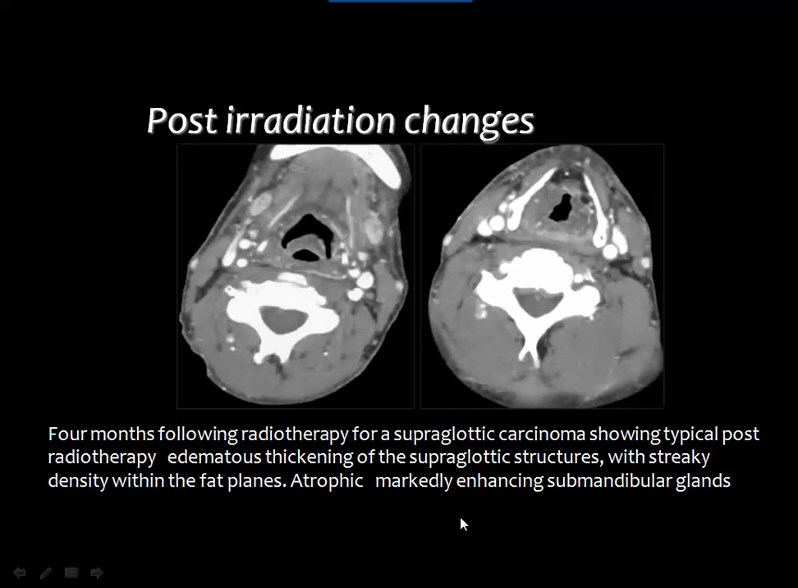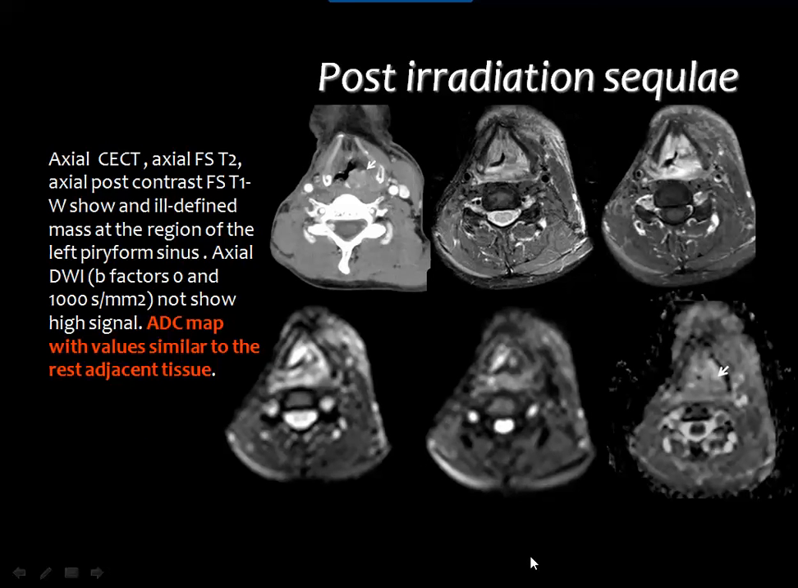Then you should have an idea about this appearance, which is usually seen especially after irradiation of the larynx for laryngeal cancer. Post-irradiation sequelae are in the form of significant edema of the epiglottis, significant edema of the glottic area, and you got some shrinkage and strong enhancement of the submandibular salivary glands.